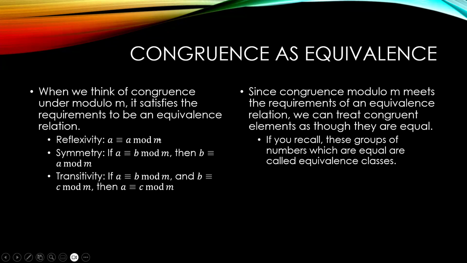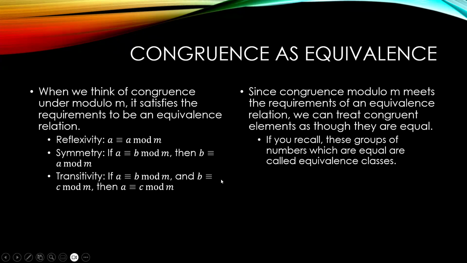4 is congruent to 4 mod 5. 4 is congruent to 4 mod 12. It doesn't matter. Symmetry. If A is congruent to B, then B is congruent to A. Absolutely, we can go back and forth. If A is congruent to B and B is congruent to C, then A is also congruent to C. If we are dividing by M, it does not matter. We are always going to get the same remainder.